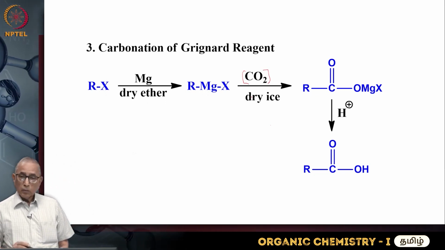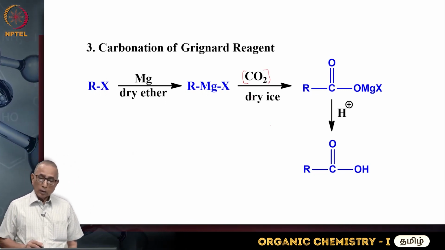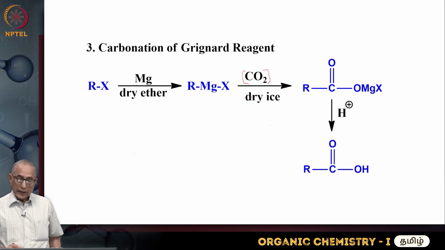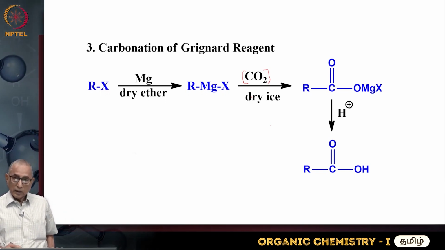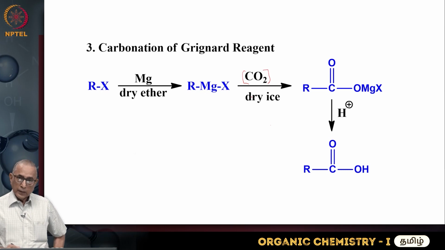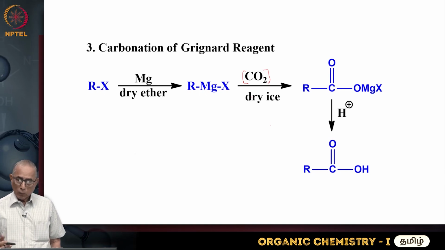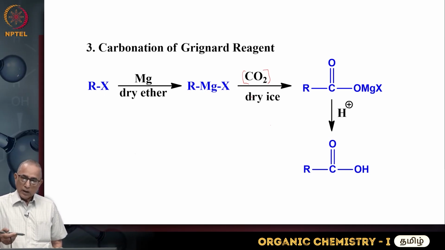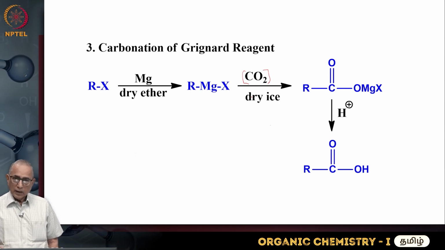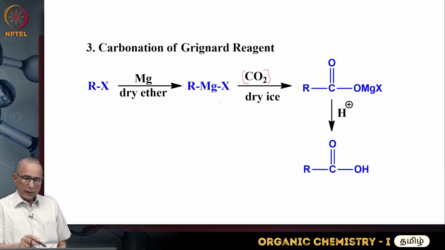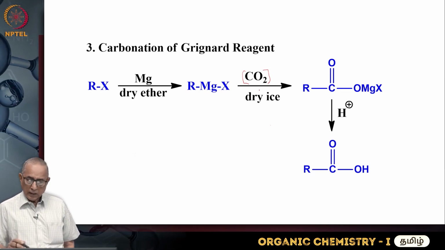Dry ice is when you cool carbon dioxide under high pressure. It doesn't go through the liquid state, it directly becomes solid. Carbon dioxide gas, when you cool it and apply a lot of pressure, becomes dry ice, a white solid. And when it evaporates, it produces carbon dioxide directly. It will not become liquid carbon dioxide again. We add this: RMgX added to dry ice.